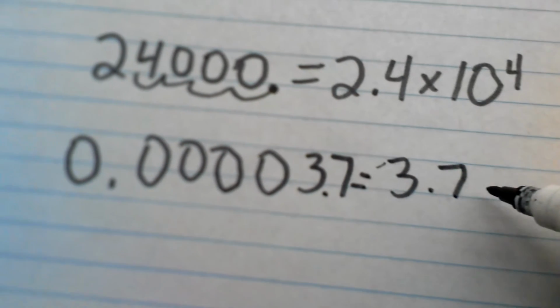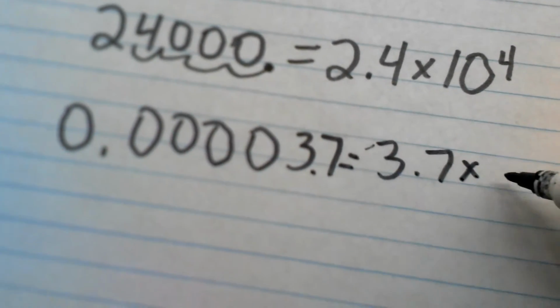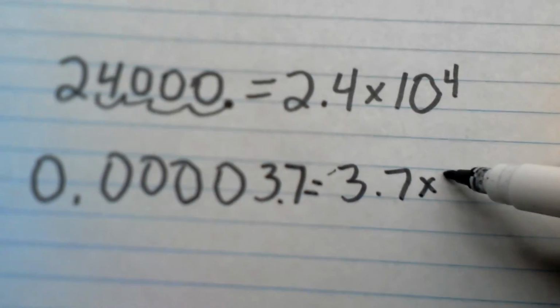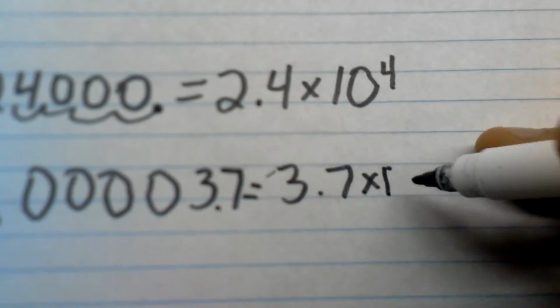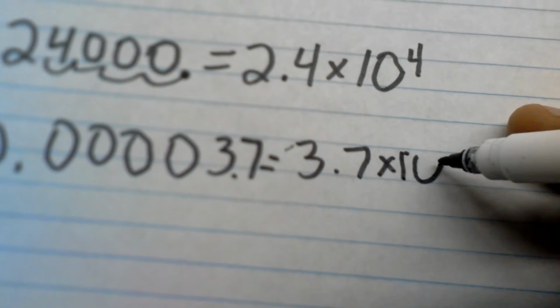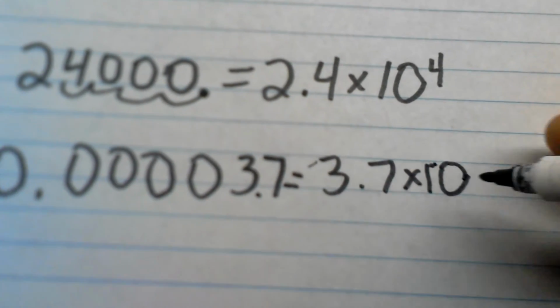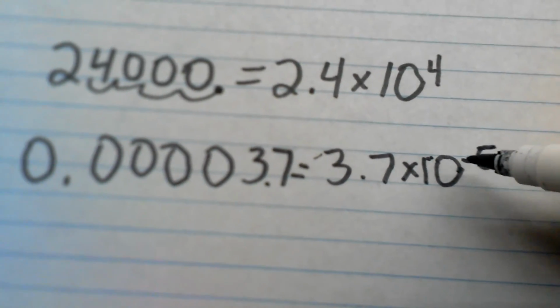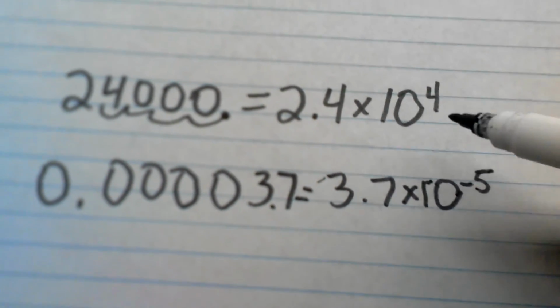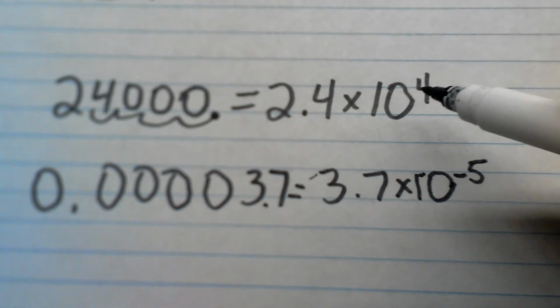But I moved it 5 times, and this time I moved it to the right because it's a really small number. So what I have here is 3.7 times 10 to the negative 5. And that's how I know it's a really small number. When I have a negative exponent, it's going to be a small number. When I have a positive exponent, it's going to be a really large number.